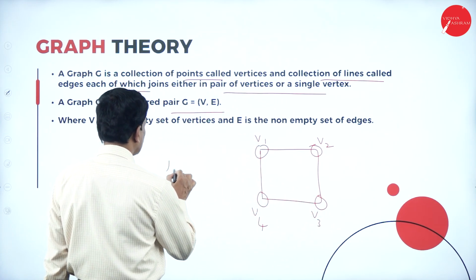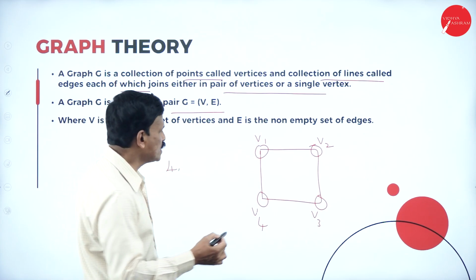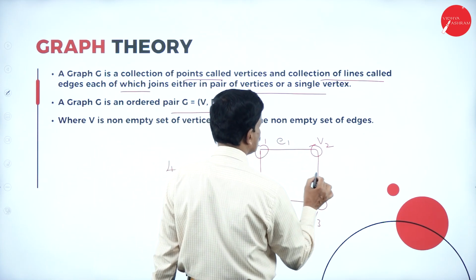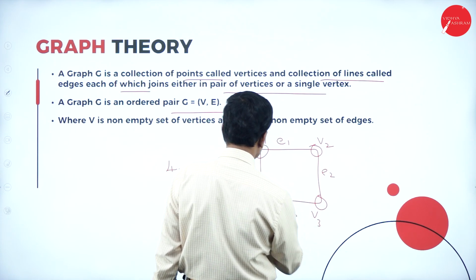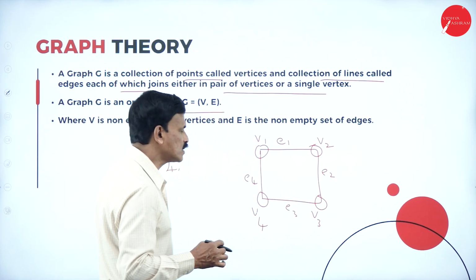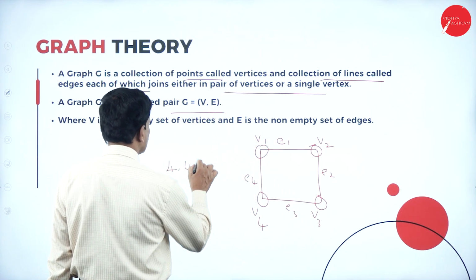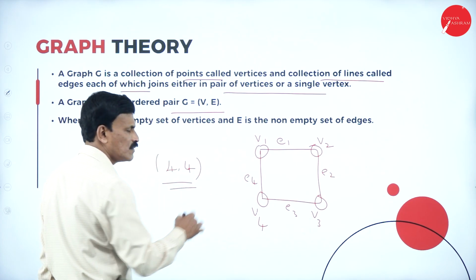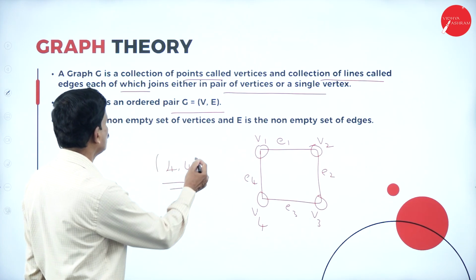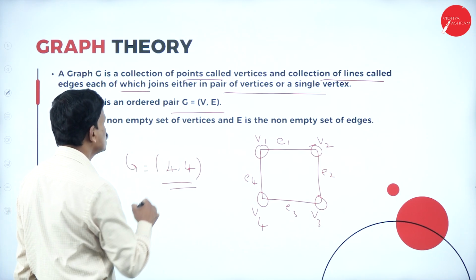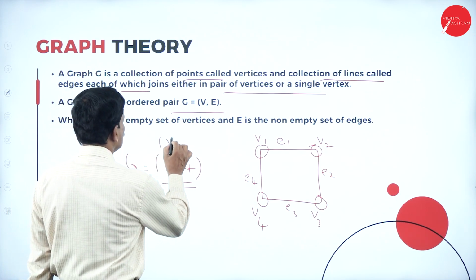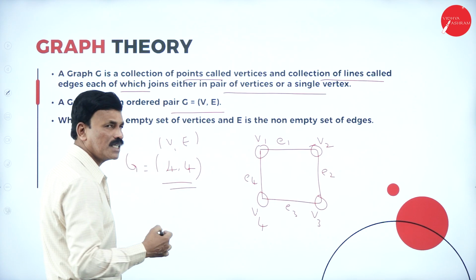So, there are 4 vertices. And how many edges are there? Let us represent them as E1, E2, E3 and E4. These are called the edges. So, there are 4 edges. Here this graph contains 4 vertices and 4 edges. Therefore, this is denoted as G equal to (V, E), that is, the vertices and the edges.